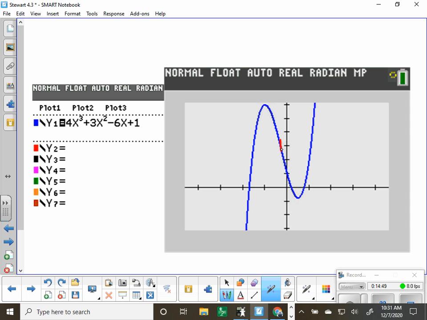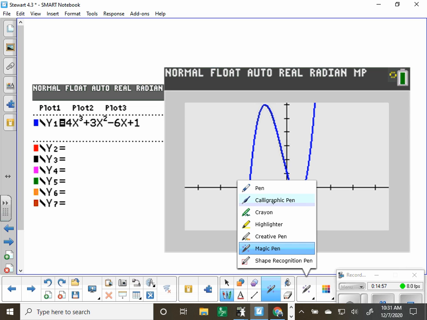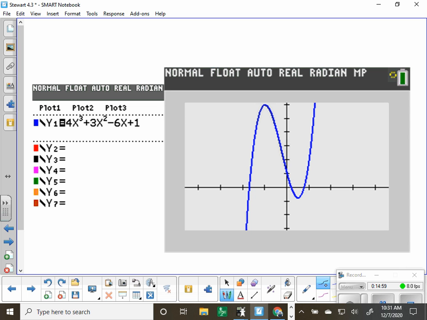The inflection point is typically where the function changes at its most rapid amount. Oh, I used the magic tool. I don't need the magic pen. I need the regular pen. There: max, min, negative a quarter, inflection point, right about there. So it's increasing, decreasing, increasing, concave down, switches to concave up. So that's the deal with that.